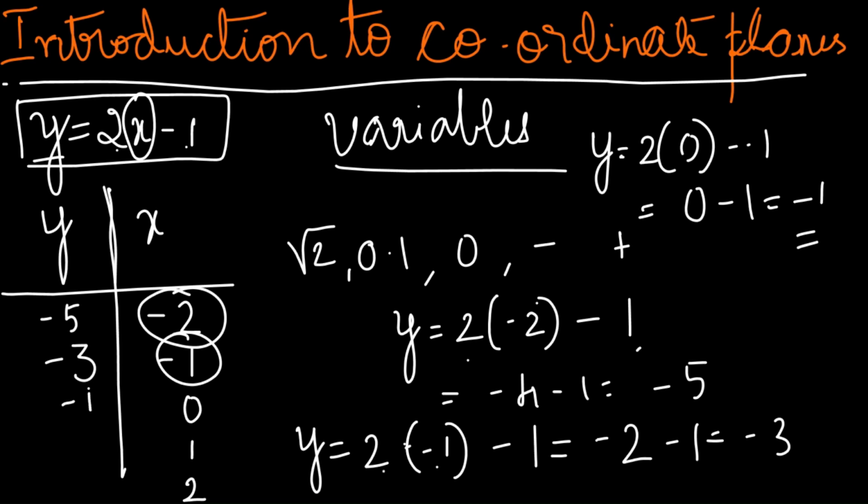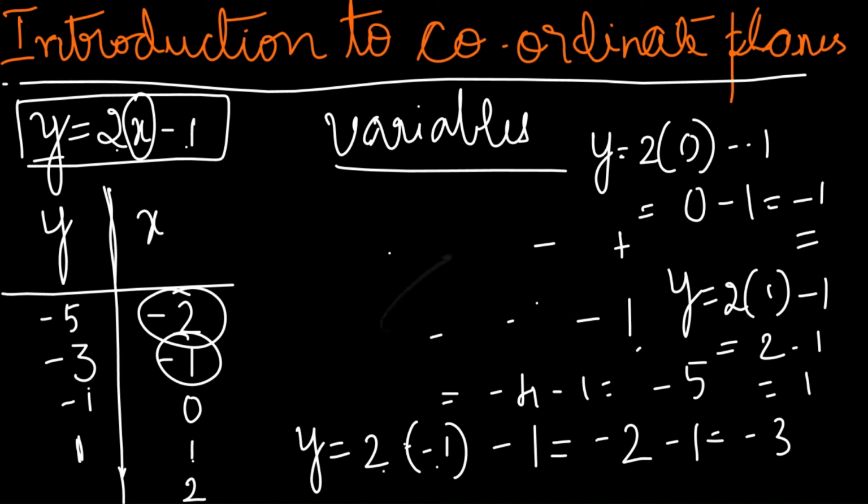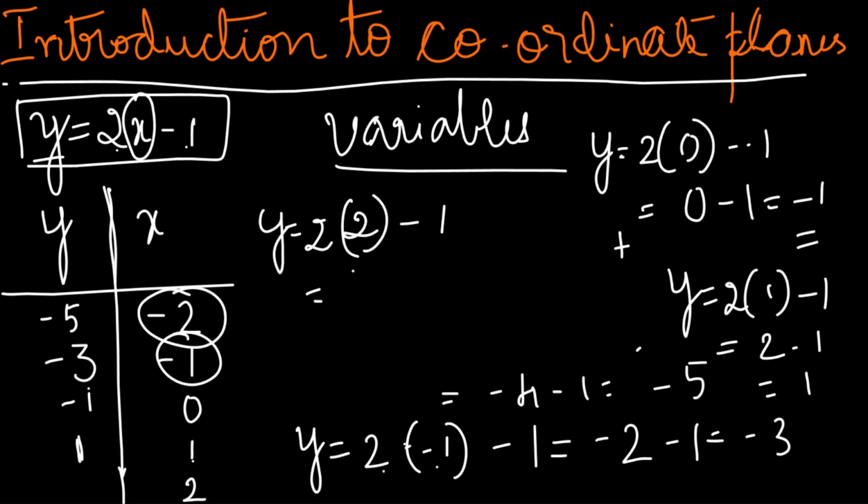Next, for the value of 1, I'm going to get y is equal to 2 into 1 minus 1, that is 2 minus 1, which is equal to 1. So for the value of 1, I got the answer of y as 1. Next, for 2, let me erase a little bit so that I can make some place. Yes. Now, for the value of 2, I'm going to get y is equal to 2 into 2, since the x value is 2, so it is 4 minus 1, which is equal to 3.